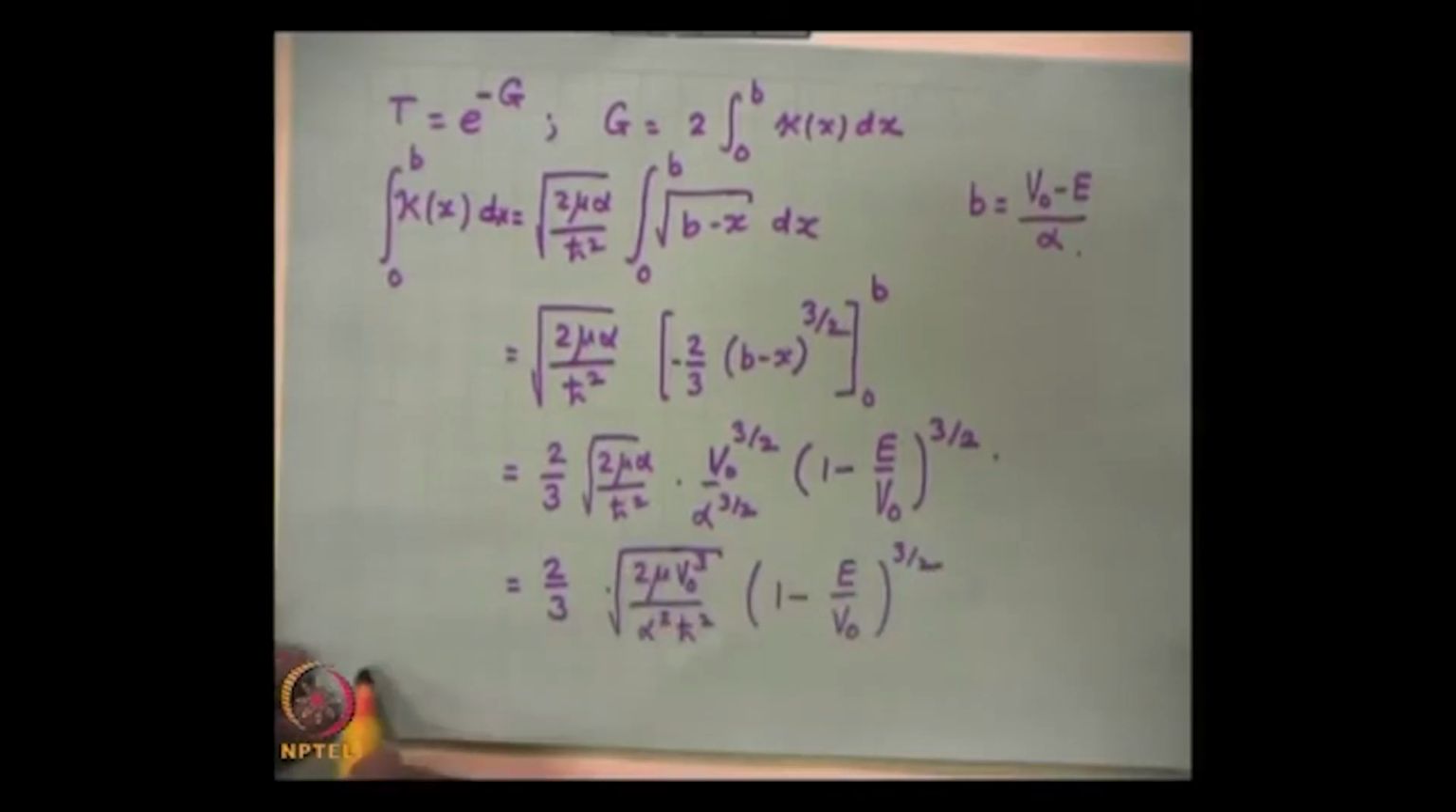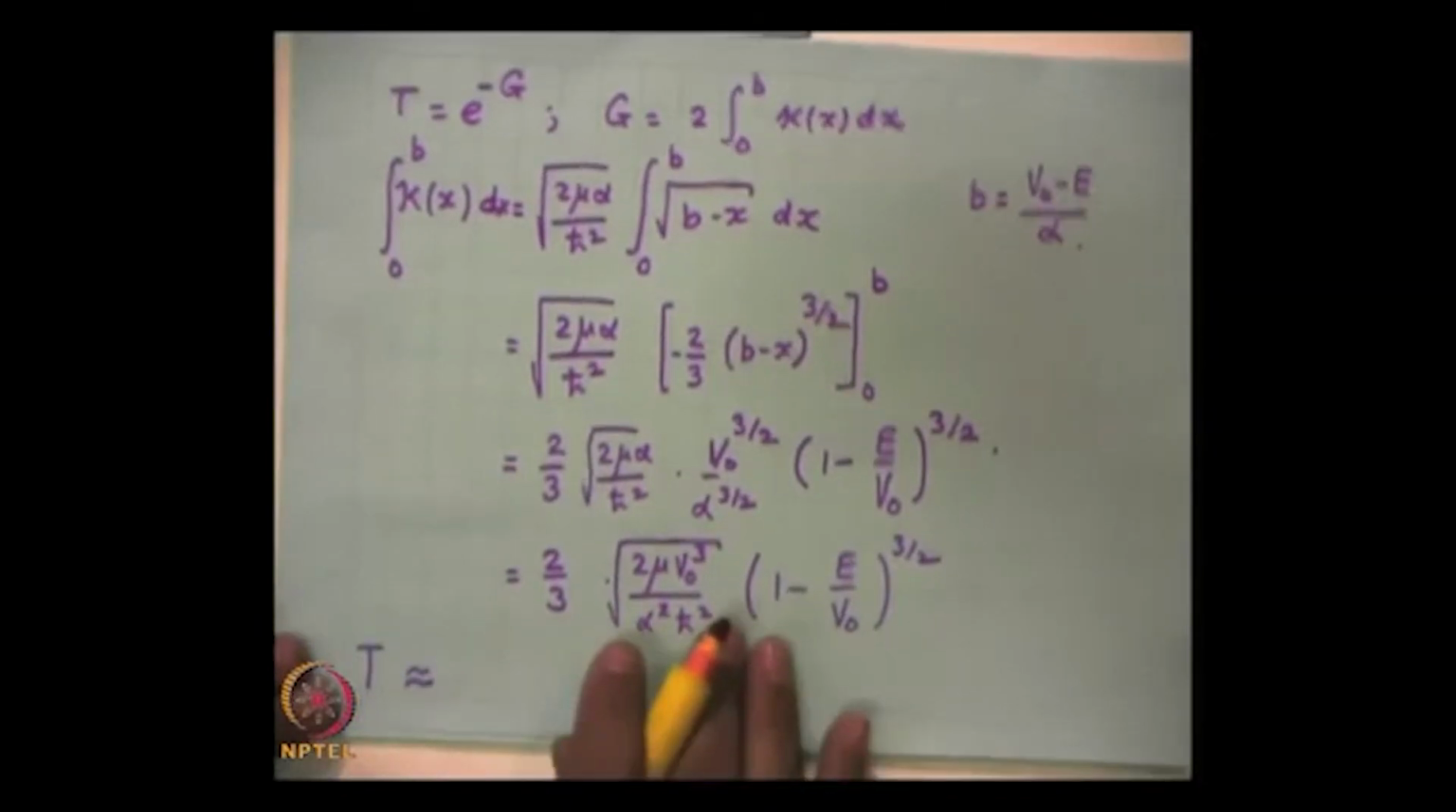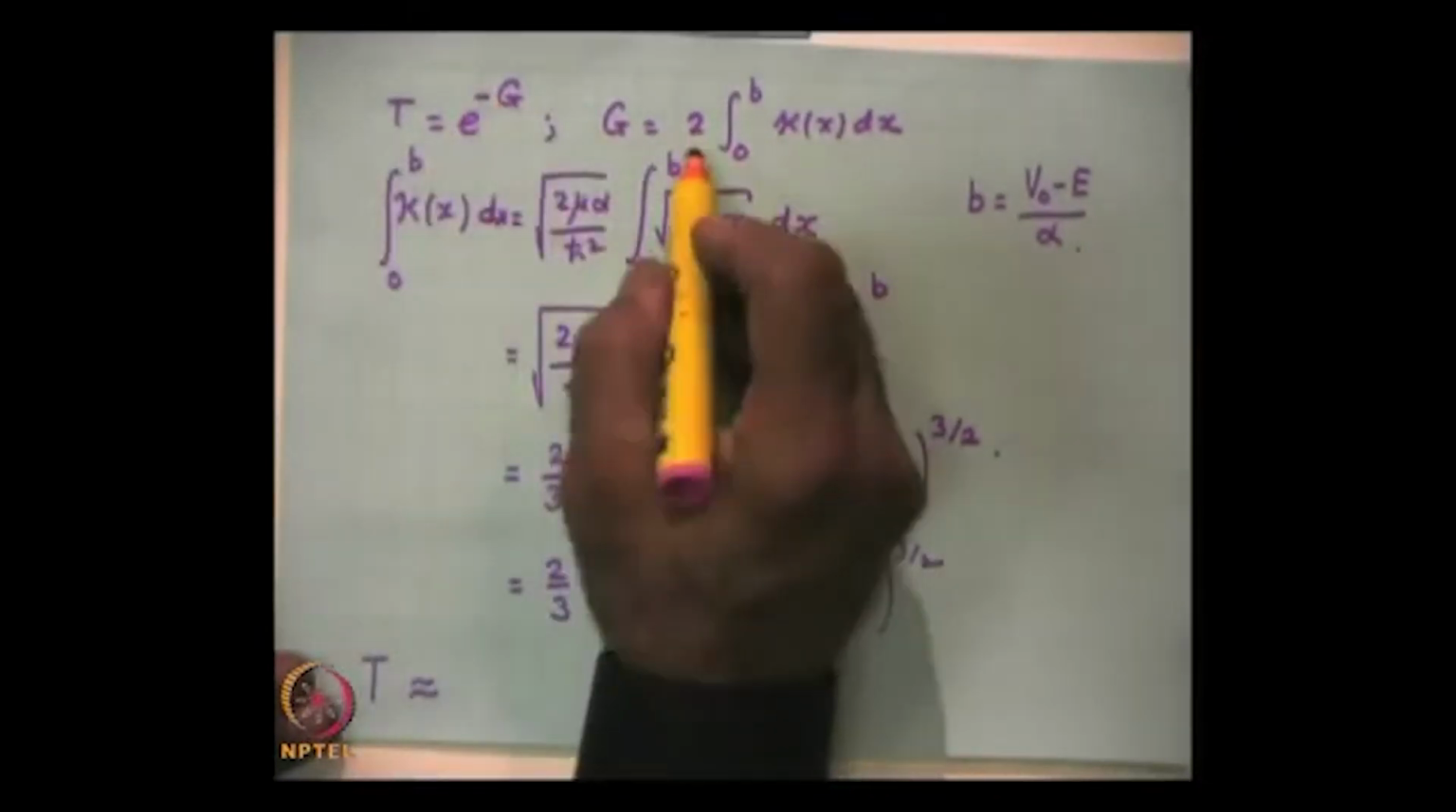So, therefore, the tunneling probability in the JWKB approximation will be equal to e to the power of minus 2.